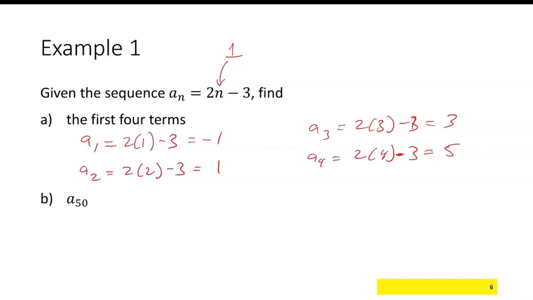And if I want to find the 50th term, well, that's going to be 2 times 50 minus 3. So 100 minus 3 is 97.